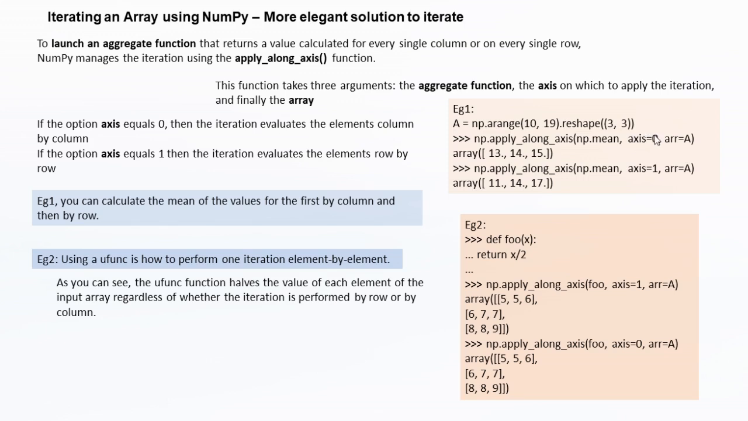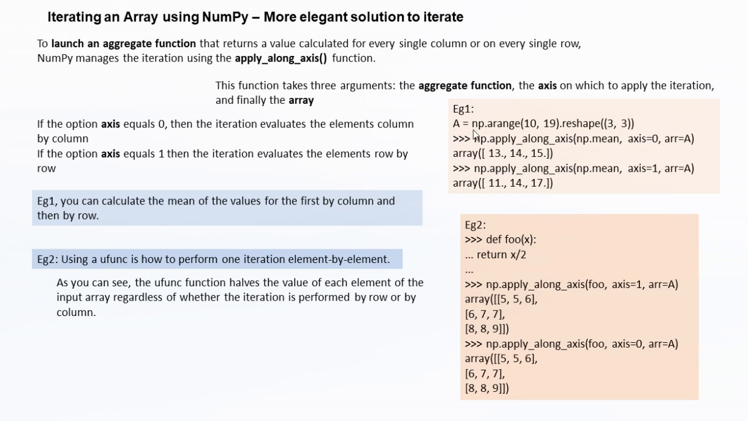The second argument is the axis. It can take 2 values, either 0 or 1. If I give the axis value as 0, that means the iteration is evaluated column by column. So if I want to do the iteration column by column, give the axis as 0. But if I want to evaluate the elements row by row, then give the axis as 1. And the third argument is the array. So what is the array that you are using to do this iteration? That you specify in the third argument, where you say arr is equal to the name of the array that we have defined.